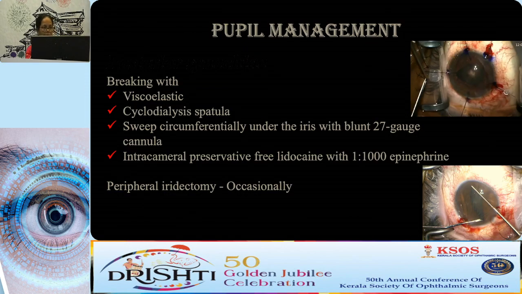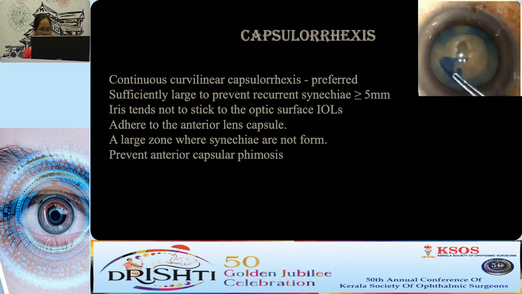Posterior synechiae can be broken with viscoelastic or a cyclodialysis spatula, or you can use a 27 gauge cannula to sweep under the iris. Additionally, intracameral preservative free xylocaine with adrenaline can help. Even peripheral iridectomy can occasionally be used if synechiae cannot be broken. And then finally, you can introduce another instrument under that and separate the synechiae.